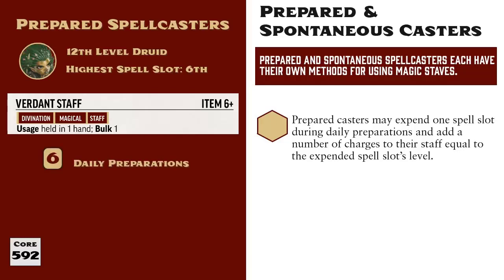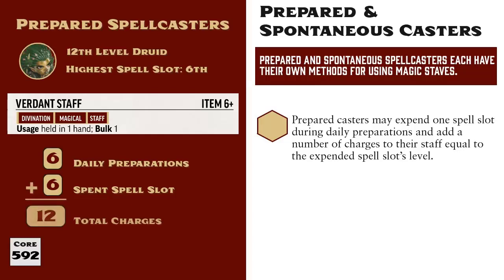And because she is a druid, which is a prepared spellcaster, Lenny could also choose to exhaust one of her spell slots to add more charges to the staff. If she chooses to exhaust a 6th level spell slot, then the staff would gain 6 more charges, giving it a total of 12 charges. If she exhausts a 3rd level spell slot, then the staff would gain 3 more charges, giving it a total of 9, and so on. This decision to add charges may only be made during daily preparations and not later.